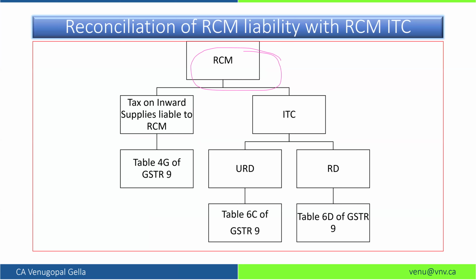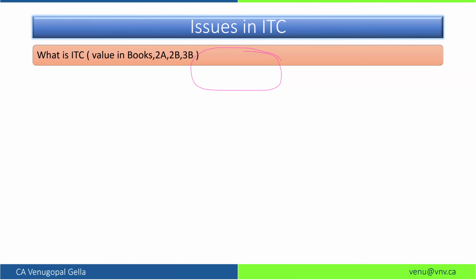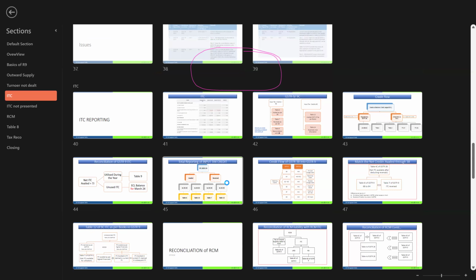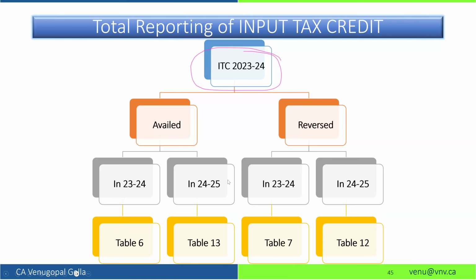Okay, I will come back to the reconciliation, but let's start with the issues. When you say ITC, what is the ITC? Is the ITC value in the books, value in 2A, value in 2B, or value in 3B? ITC क्या होगा? When I say what is the ITC, I am saying this in the context of ITC reporting availed in 23-24. Which ITC are we saying availed in 23-24?